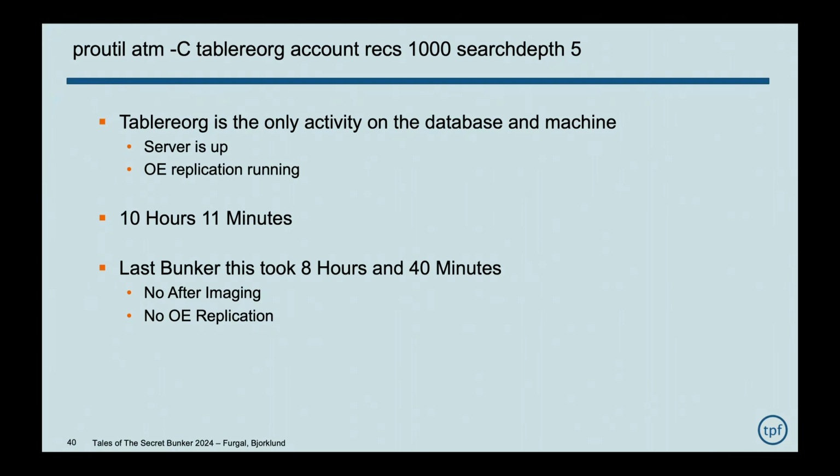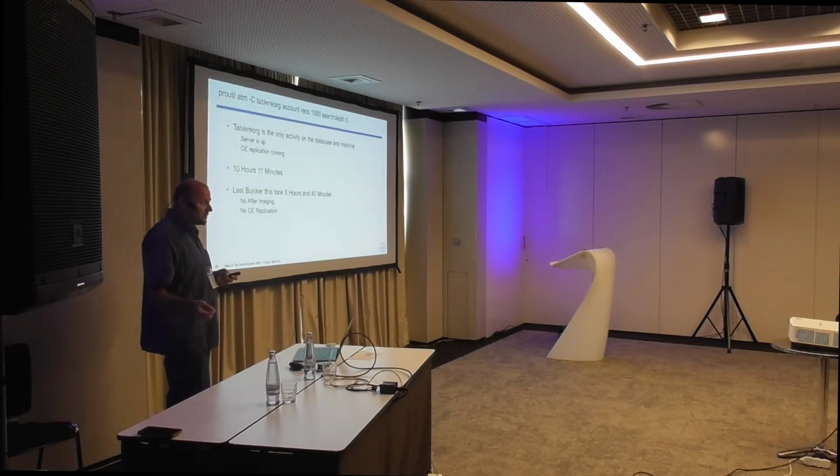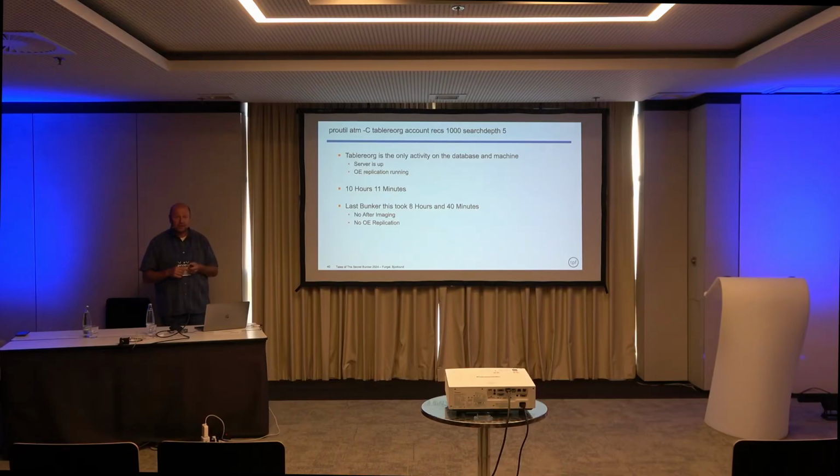This is the identical database from last year, on the identical hardware from last year. The only thing that happened is things got older because we're now a year later. Last year, this took 8 hours and 40 minutes when it didn't have after imaging or replication. So that's the cost of after imaging and replication. I didn't work hard to tune this. I might have been able to make this go faster, but I don't think it would be significantly faster. Good?